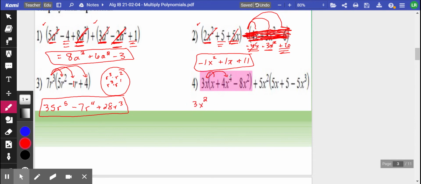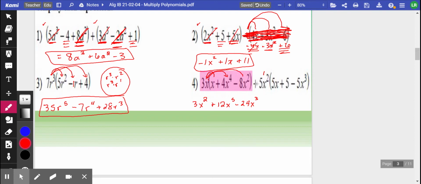3x times 4x to the fourth, that is positive 12x to the fifth. Remember, when we're multiplying x's, we add the exponents. 3x times negative 8x squared, that's going to be negative 24x to the third. Then we go on to our other one.